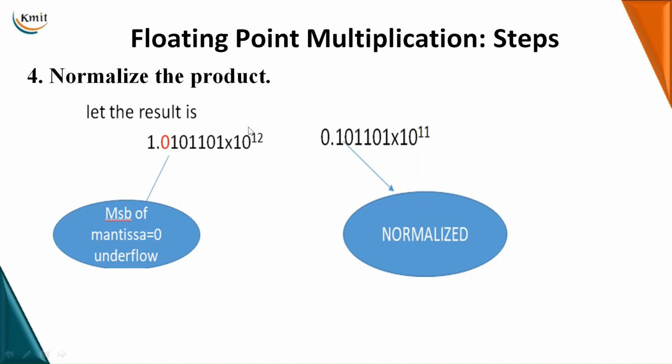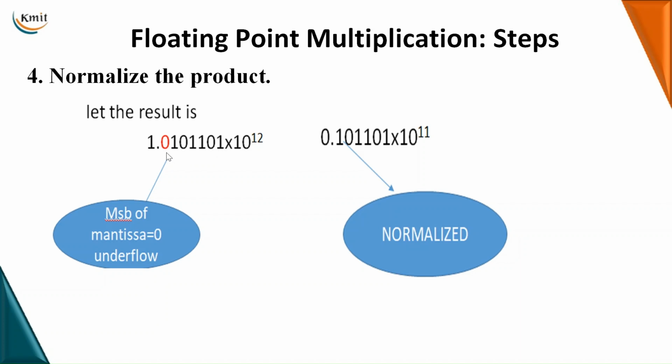So this product has to be checked in order to determine whether it is normalized or not. So how do you determine whether a product is in a normalized form or not? Based on the MSB bit of the mantissa part of your product. If you see this product, the digits after the point, we consider it as the mantissa. And if the most significant bit of the mantissa is a 0, we say that there is an underflow situation. So it means that the product is not in a normalized form.